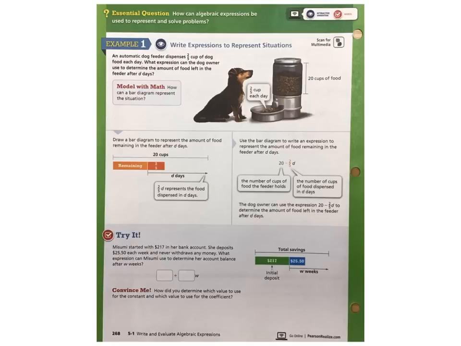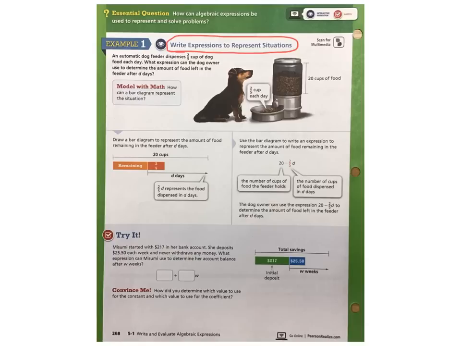Now let's take a look at example 1. In example 1, we are going to write expressions that represent situations. An automatic dog feeder dispenses 2/5 cup of dog food each day. What expression can the dog owner use to determine the amount of food left in the feeder after D days?